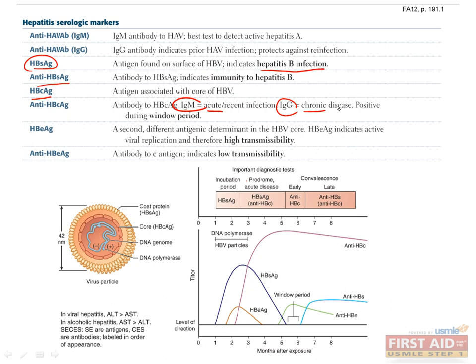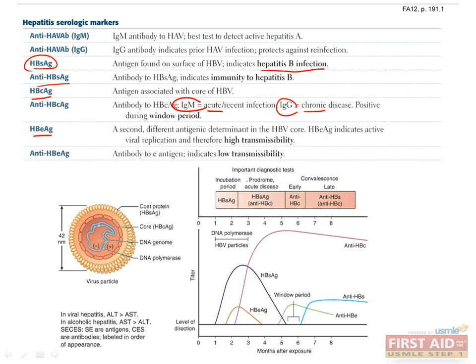Sometimes the only serological marker you might see in a patient's blood is anti-hepatitis B core antigen, and this indicates the patient is in the window period of disease, which we will discuss next. Finally, hepatitis B E antigen is another antigen found in the core of the hepatitis B virus.